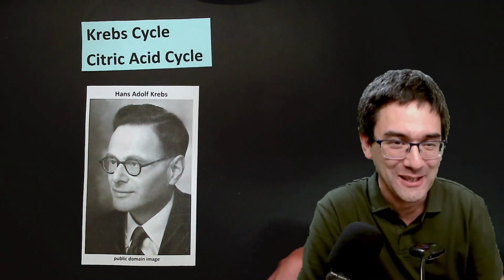So cell respiration is the topic today, and I'd like to talk about the Krebs cycle, also known as the citric acid cycle, or Krebs citric acid cycle. Again, another tongue twister. And this is Hans Adolf Krebs, who discovered the citric acid cycle, and as a matter of fact, he won the Nobel Prize for this discovery back in the 1950s. I think it was 1953.